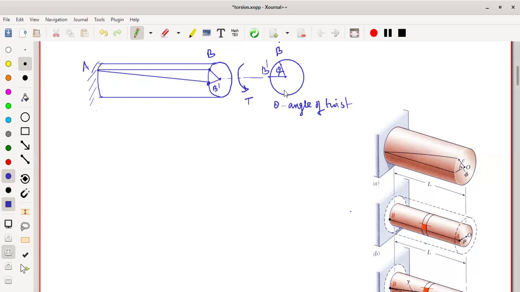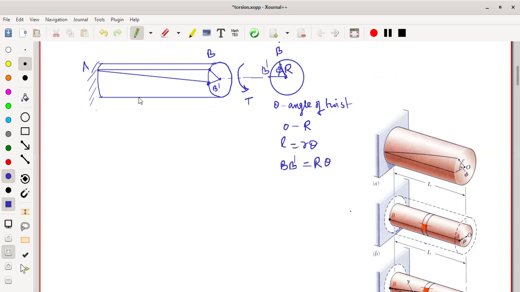From this cross section, R is the radius of the shaft. It varies from 0 to capital R, meaning the value at the center is 0 and at the extreme position it is capital R. From this relation, you already know that L is equal to R theta. So L is BB dash, which you can equate to capital R into theta. That is the relation we got.